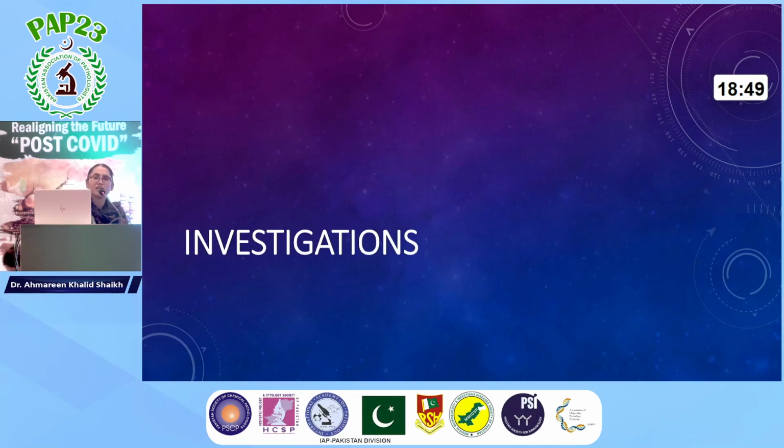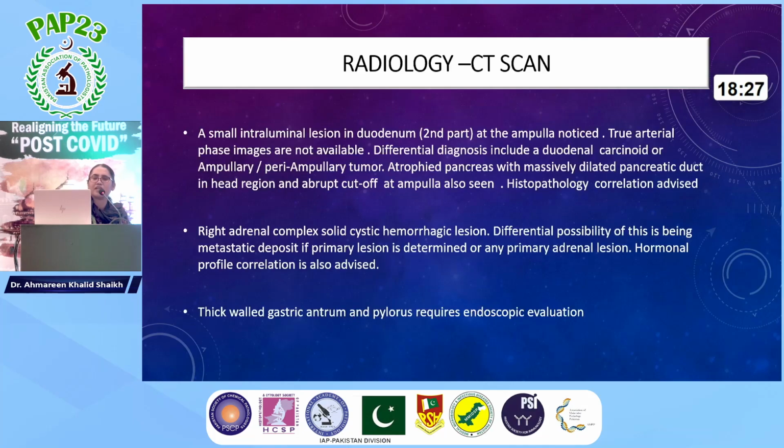The ultrasound examination done at that time showed that he had 2 cystic lesions. One of them was involving the head of the pancreas and extending up to the duodenum. The other was involving the right adrenal gland and was a multi-septated lesion. So to have a better view of these abdominal lesions, a CT scan was ordered by the attending physician.